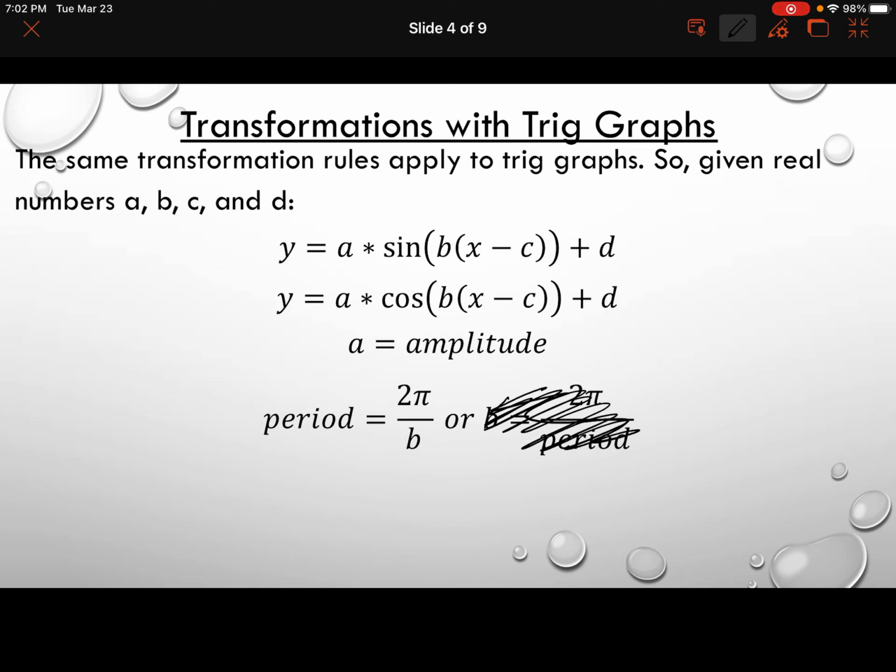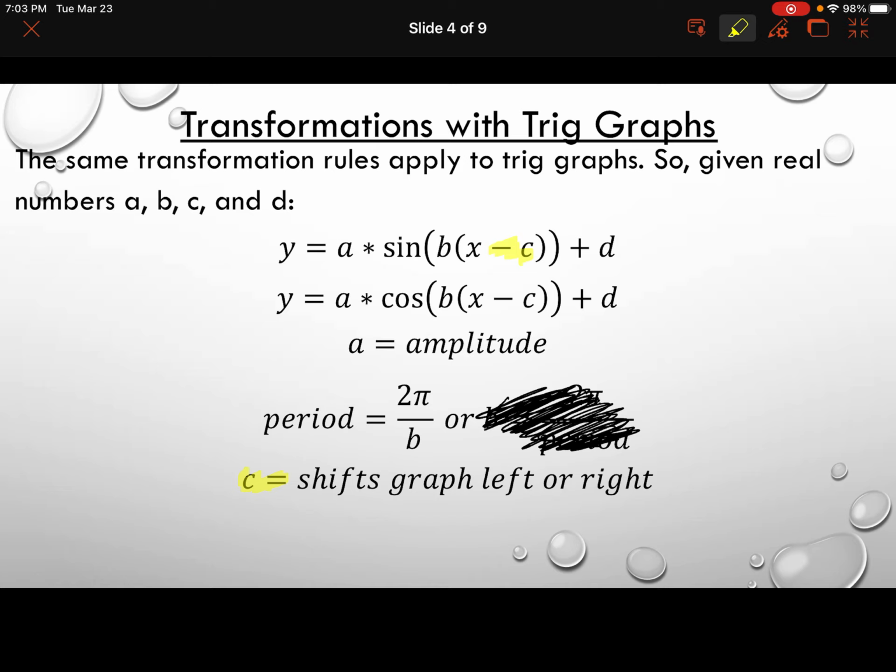So the period is equal to 2 pi over b. So we talked about that. And we just discussed what C and D do to our graph. So the C value, as you can see here, is going to shift your graph left and right. Okay, it's going to shift your graph left and right. And then that D value that we just talked about, whenever you're adding or subtracting to the entire quantity, not just to x, that's going to be shifting your graph up and down.